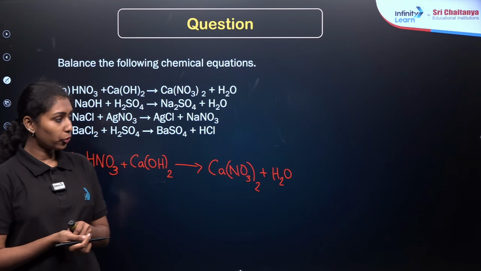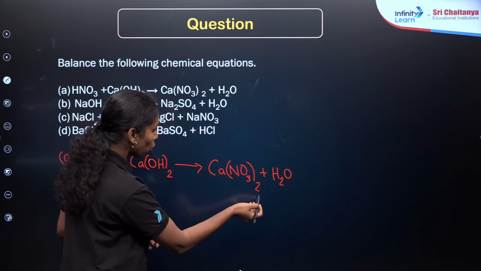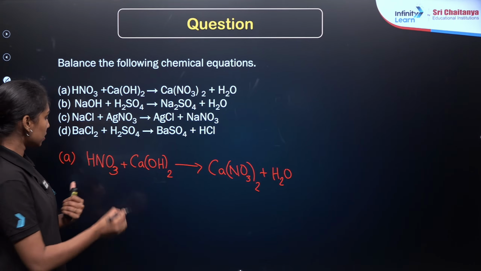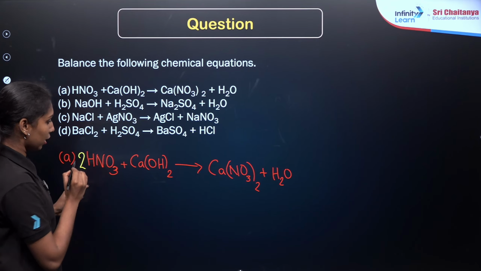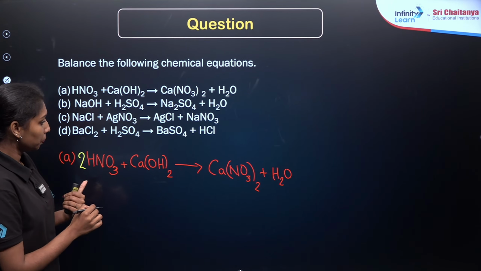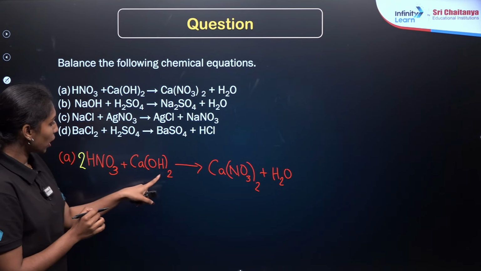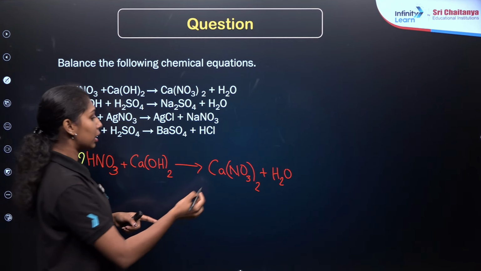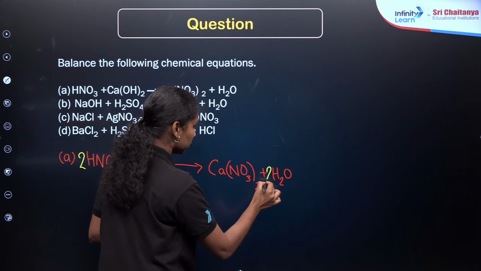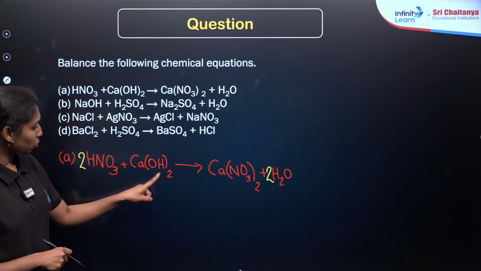Same method, right? You need to focus on the part where the number of atoms is more. So here you can see NO3 is 2 over here. Here only one NO3 is present. So I am multiplying with the number 2 over here. Now NO3 is balanced, right? Now what is the case of hydrogen atoms here? It is 2 hydrogen plus 2 hydrogen, 4 hydrogen atoms are present. So we are multiplying here by 2, right? Now hydrogen is balanced, 2 hydrogen plus 2 hydrogen here.